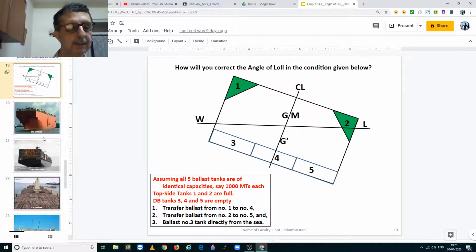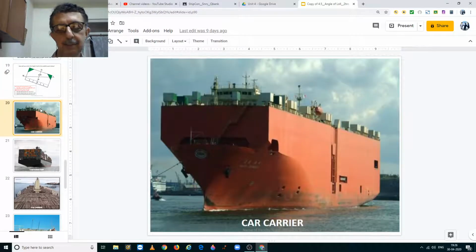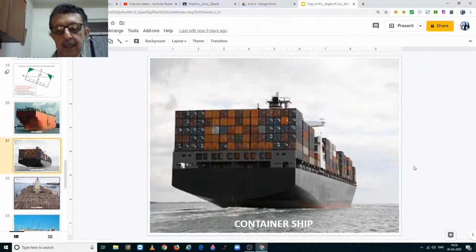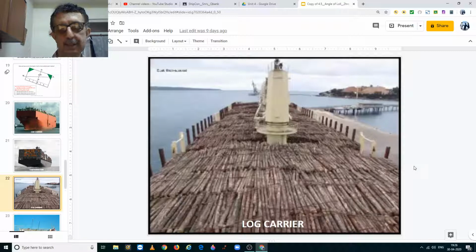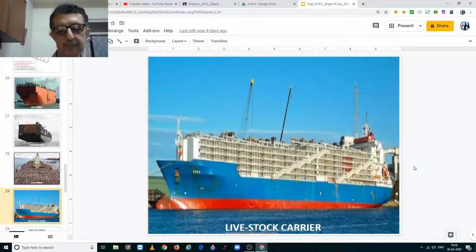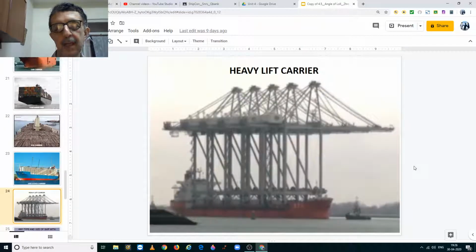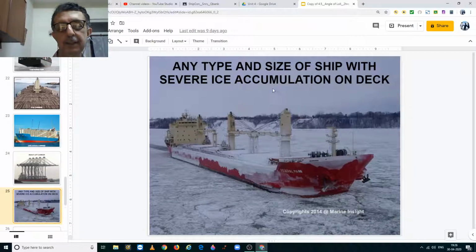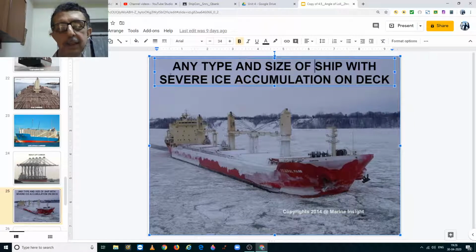So let us see some photos of the ships that can go into an angle of loll condition. Car carriers, container ships, log carriers, livestock carriers, heavy lift carriers, and any ship where there is severe ice accumulation on deck.